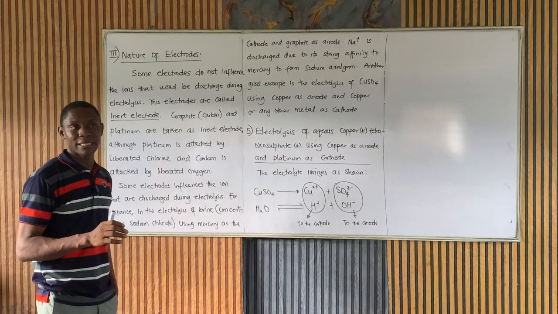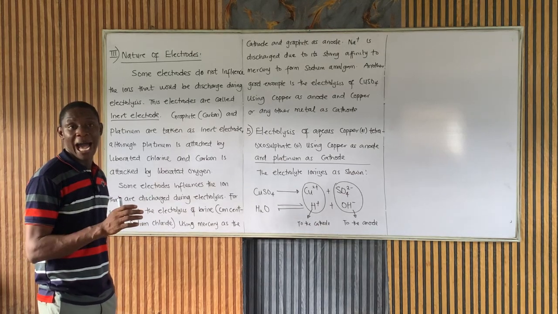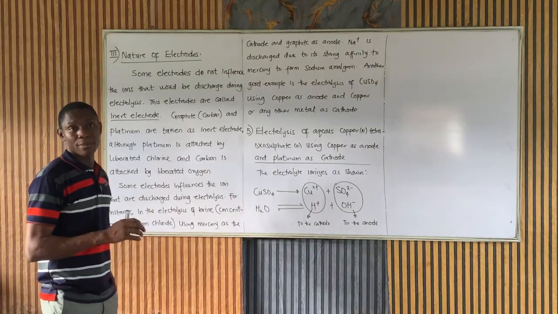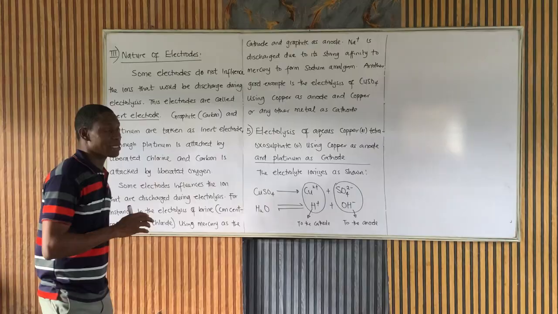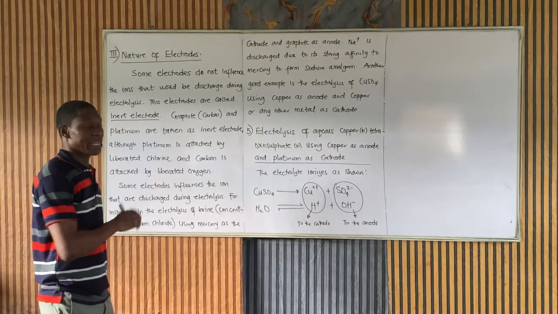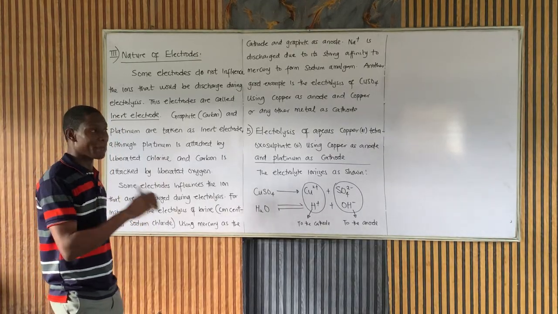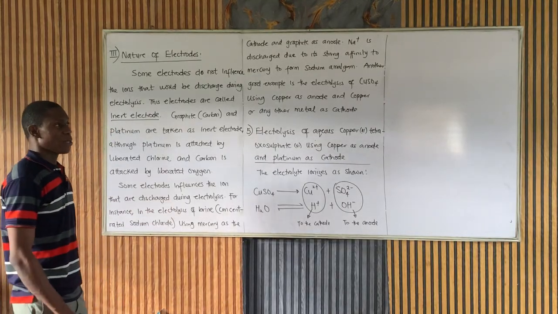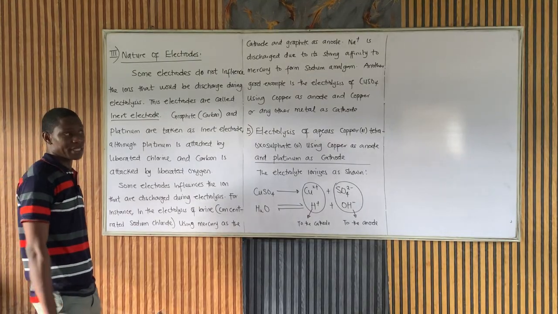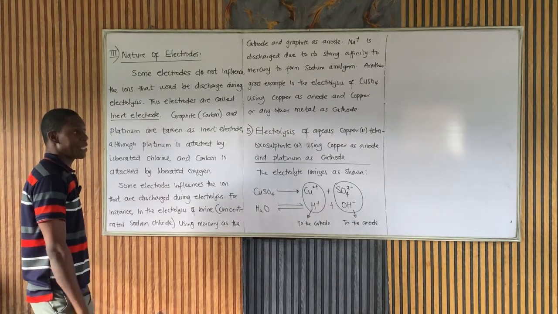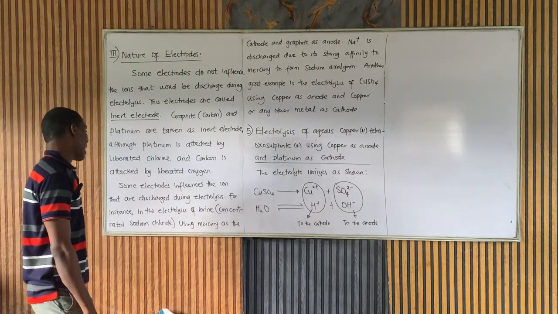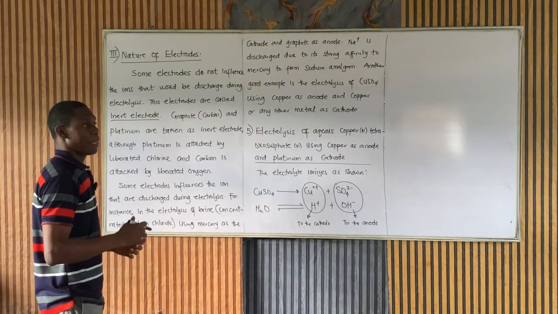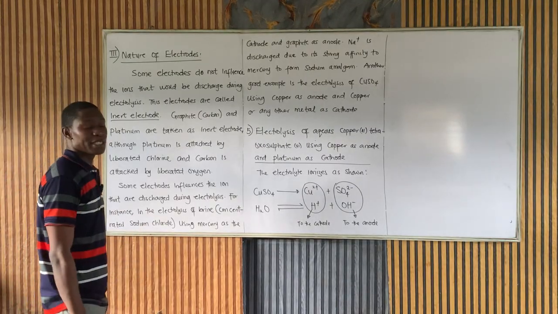Now, platinum and graphite are assumed to be inert electrodes, although platinum can be attacked by liberated chlorine, and the same with graphite. Graphite is made up of carbon, and can be attacked by liberated oxygen. But you see, most electrodes actually influence the discharge of ions during electrolysis, and we can see some of this effect of the nature of the electrode in the electrolysis of brine.